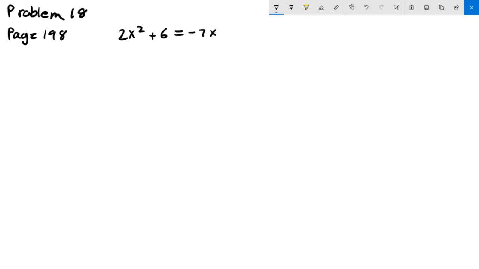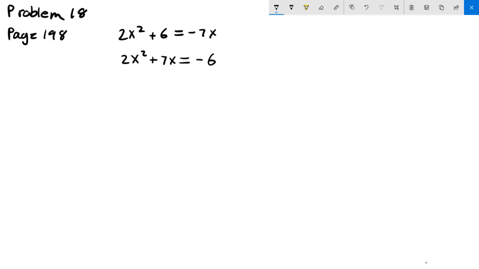Okay, I'm going to go over one more. The next one, we're going to solve problem 18 on page 198, and we're going to solve this one by completing the square. All right, so the problem is 2x squared plus 6 is equal to negative 7x. So this isn't in a form that we can use right now, so we're going to have to simplify this. The first step is to rearrange the terms on either side.